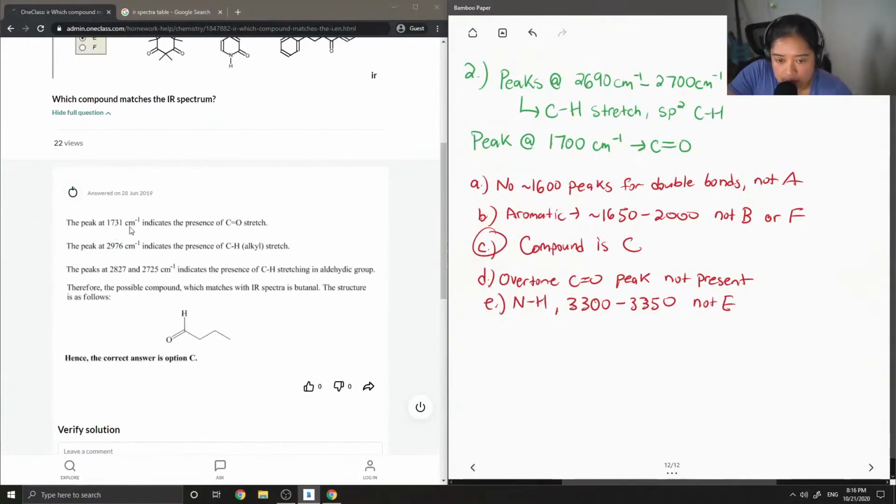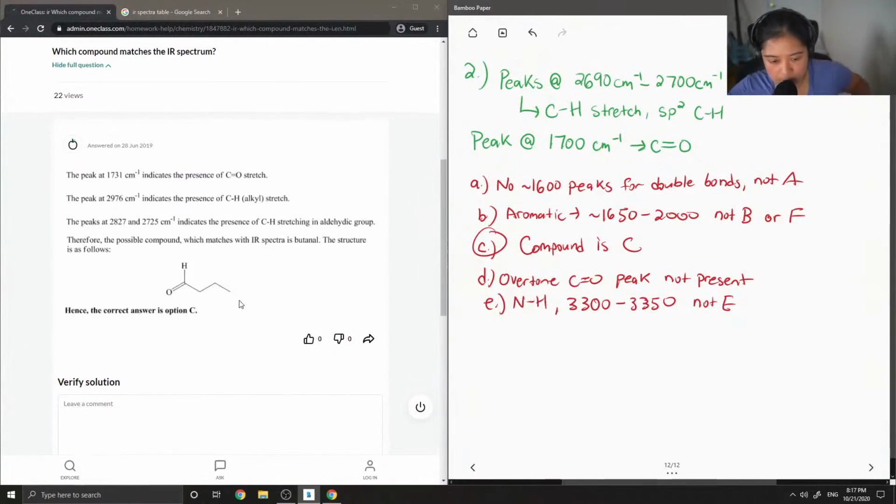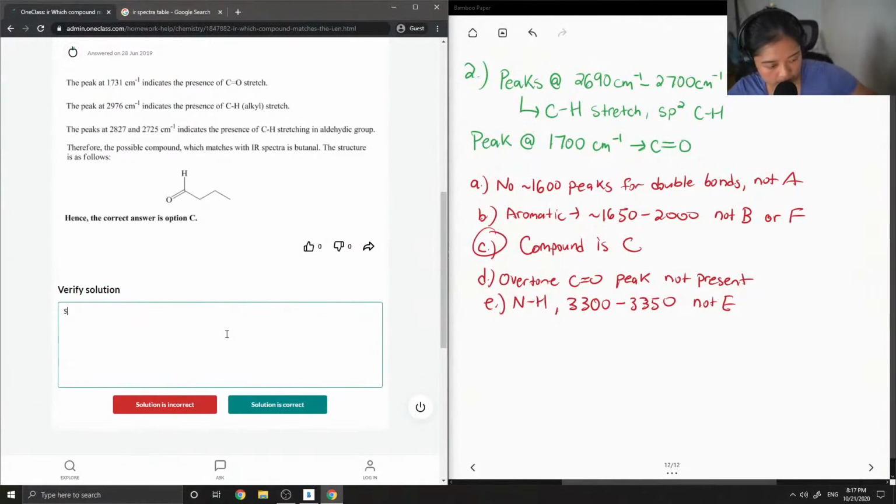Peak at 1730 indicates the presence of carbonyl stretch. The peak at 2,976 inverse centimeters indicates the presence of alkyl stretch. They also have the peaks at around 2,800 and 2,700 indicates the presence of CH stretching in the aldehyde group. Therefore, the possible compound which matches the IR spectra is butanal. The structure is as follows. Okay, so we are right, and the solution is correct.